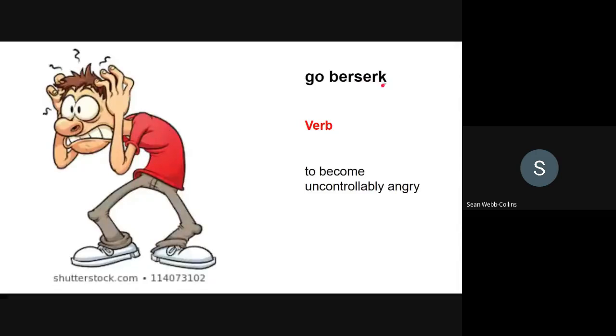Go berserk. Verb, to become uncontrollably angry. For example, this guy looks like he's about to go berserk. Another example, try not to go berserk. Try to relax.